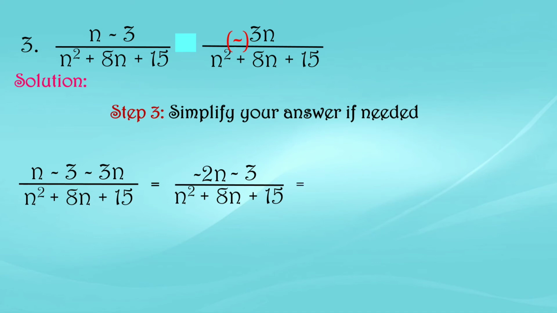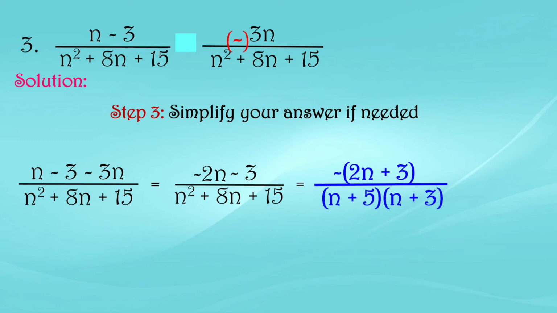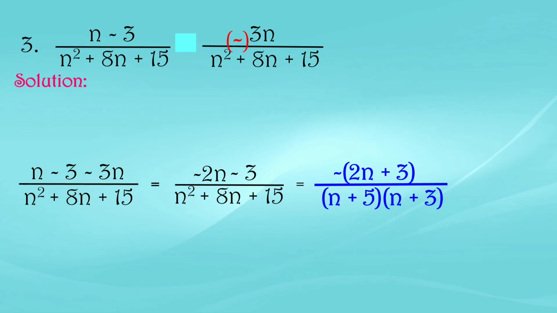Simplify your answer if needed. So, si negative 2n minus 3, dahil negative yung ating first term, so ilabas natin si negative sign. So, magiging ganito na siya. Negative times quantity 2n plus 3. Si n squared plus 8n plus 15, meron pa siyang factor, kaya i-factor natin siya. So, we have quantity n plus 5 times quantity n plus 3. So, wala naman tayong makakancel dyan. So, yan na yung ating sagot.